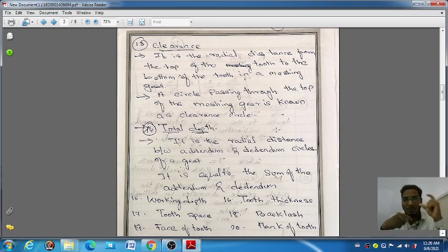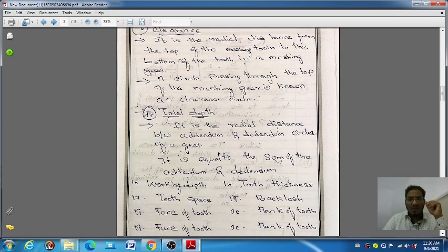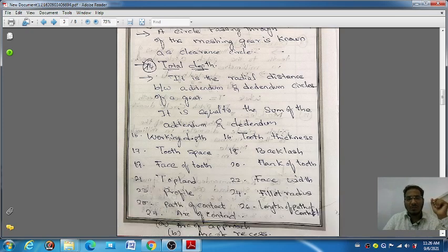The top of the tooth and the bottom of the tooth are meshed to each other, up to the outer surface of the gear. That is called the clearance. Or we can also say the clearance circle.